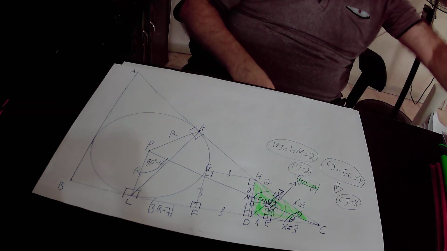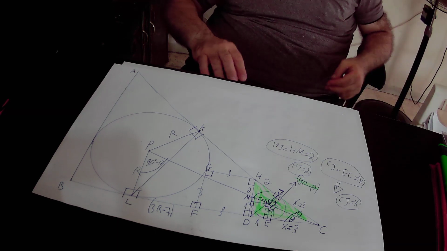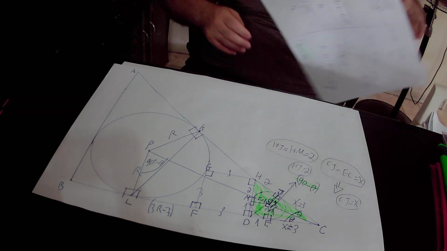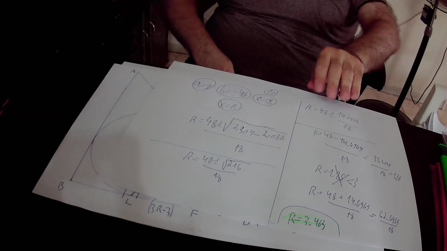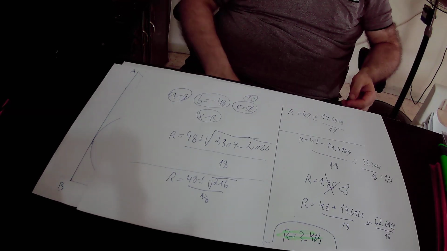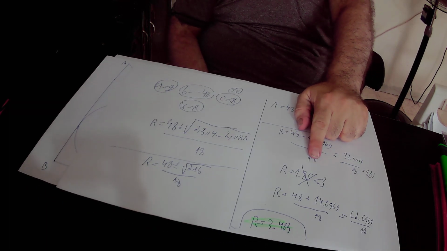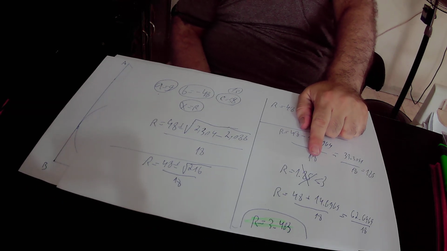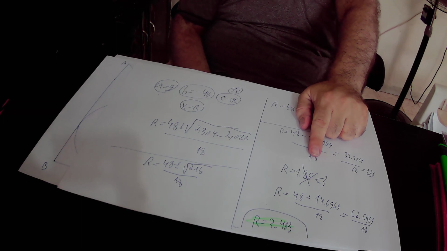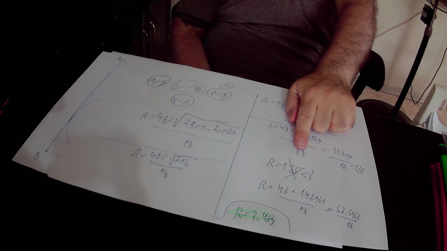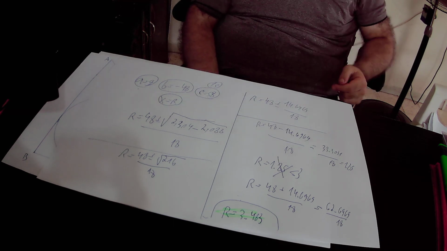We got 2 results for R. The first result for R is that R equals 1.85 units. But we have already found out that R cannot be less than 3 units. And 1.85 is less than 3 units. Therefore, we will cancel this solution. And we're left only with the second solution.